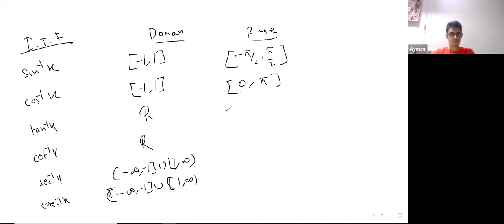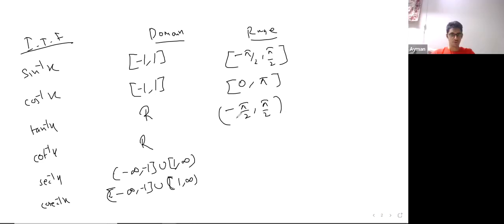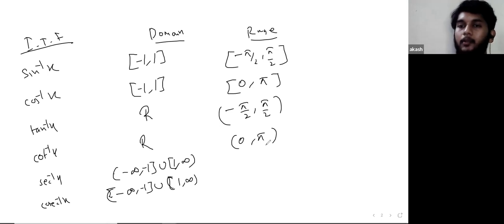For tan x, they did the same thing, minus pi by 2 to pi by 2, but with open brackets, because at pi by 2 and minus pi by 2, this becomes infinite. So they had to remove minus pi by 2 and pi by 2. And for cot x, 0 to pi, same thing, open brackets.